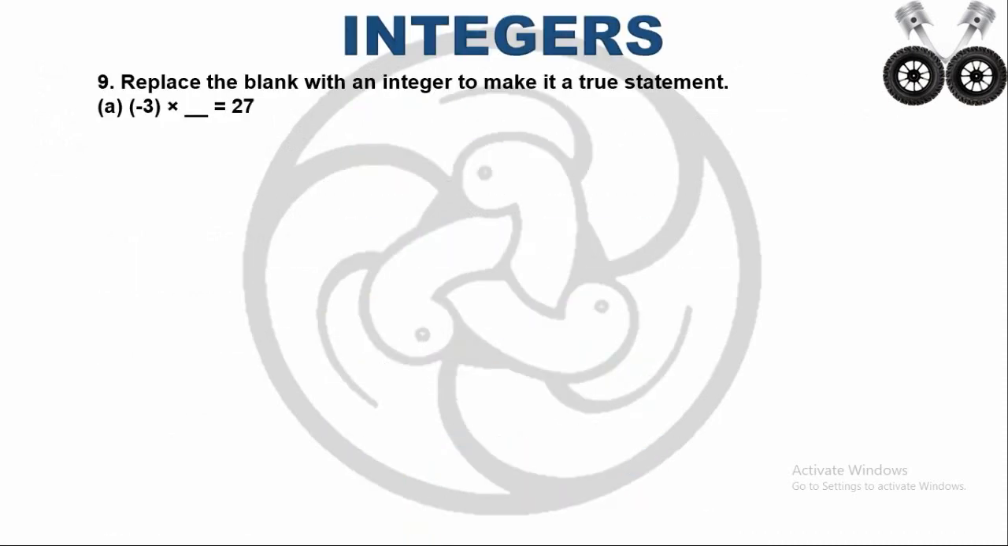So the next question is: replace the blank with an integer to make it a true statement. So we have to find the value for the blanks and make the statement true. That is the question given here. So the first one is minus 3 into dash equals 27. So minus 3, here in the answer we have the positive sign. That means I have to multiply by another integer with the negative sign. That is minus into minus, we get the positive sign. So I put the negative sign here. Then 3 into 9 gives 27. So the answer is minus 9.